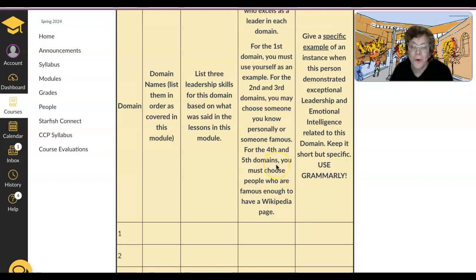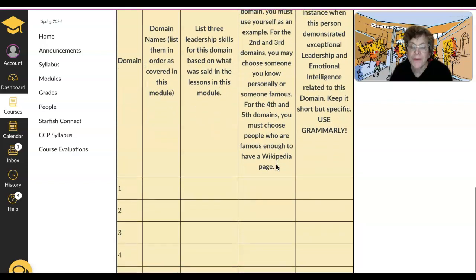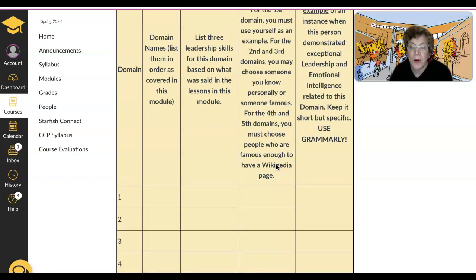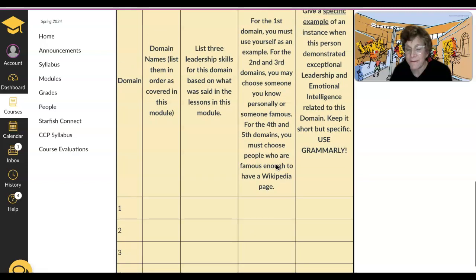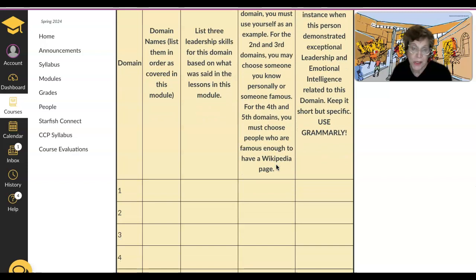And then for the 4th and 5th domains, you have to choose people who are famous enough to have a Wikipedia page. So in other words, the 4th and 5th domain choices of people have to be folks who I could find information about in case I'm not familiar with them. So if there's somebody who was a leader from your country or somebody who's a leader in an area that you have great interest, I want to be able to read about them.